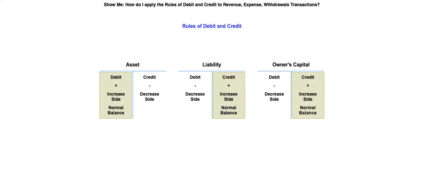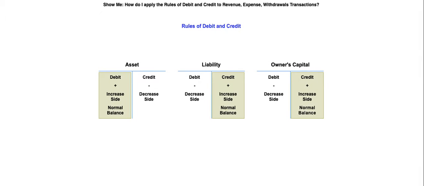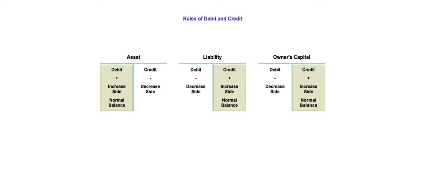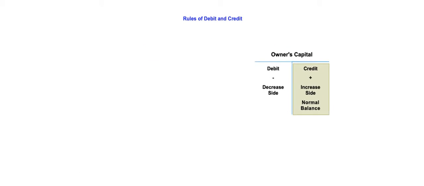In Chapter 4, you learned how to apply the rules of debit and credit for the asset, liability, and owner's capital accounts. In this chapter, we will apply these rules to revenue, expense, and withdrawals accounts. First, let's quickly review the rules of debit and credit for an owner's capital account. An owner's capital account is decreased on the left side, the debit side of the account, and increased on the right side, the credit side. The credit side shows the normal balance of the account.